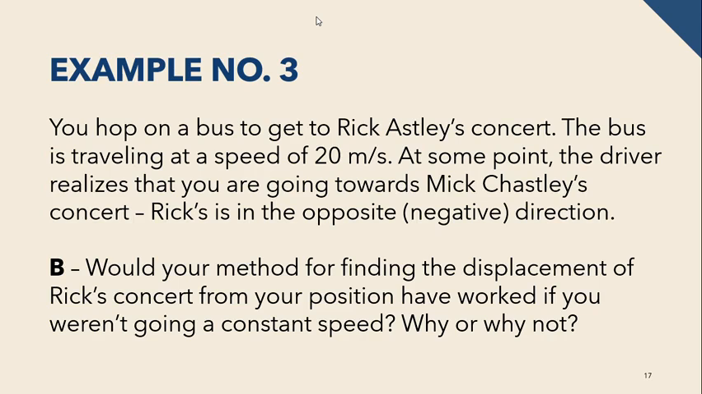No, our method would not have worked, because if the bus didn't travel at a constant rate, it would be covering different amounts of displacement every second. When we multiplied the bus speed by time, we did so because we knew the bus would continue at that uniform speed. So we knew that there was a set amount of displacement covered every second that wouldn't change, which made our calculations accurate.